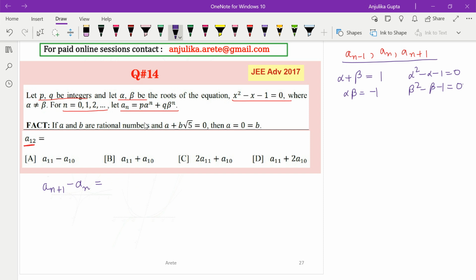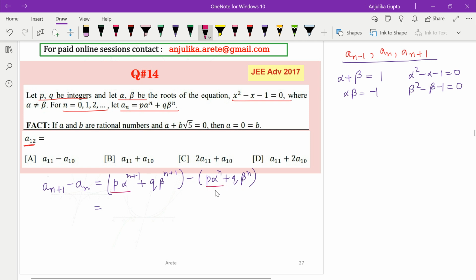What is a(n+1)? Just apply: it's p alpha to the power n+1 plus q beta to the power n+1. That's a(n+1). And then what is a(n)? p alpha to the power n plus q beta to the power n. Now the only thing we can do is aggregate the terms. You can clearly see p alpha to the power n is common, so I will take that out, and I will be left with alpha minus 1. And from the other two terms, I can take q beta to the power n common, and I am left with beta minus 1.